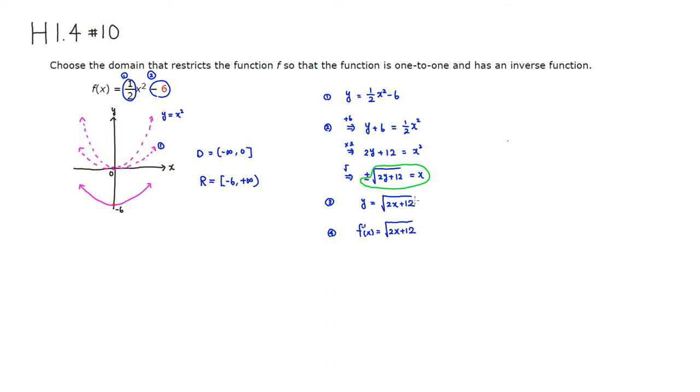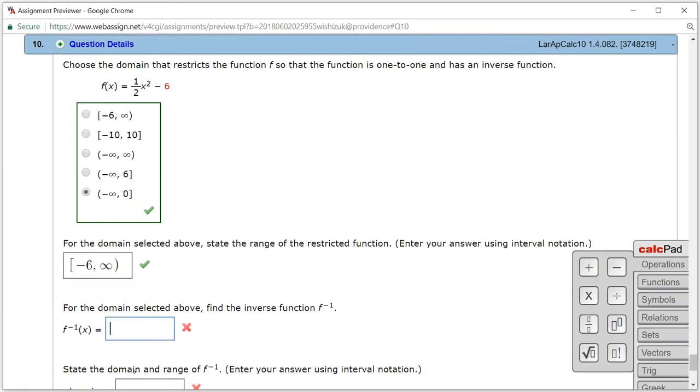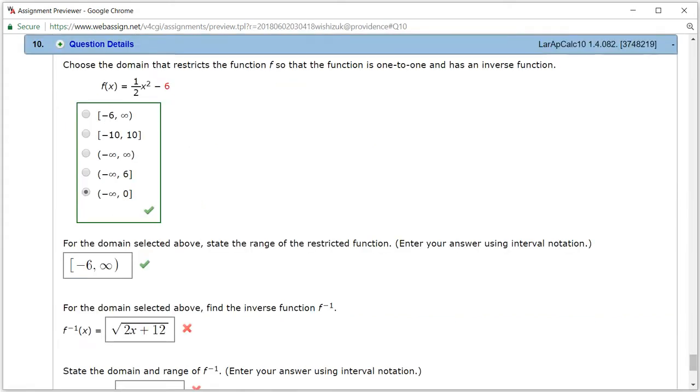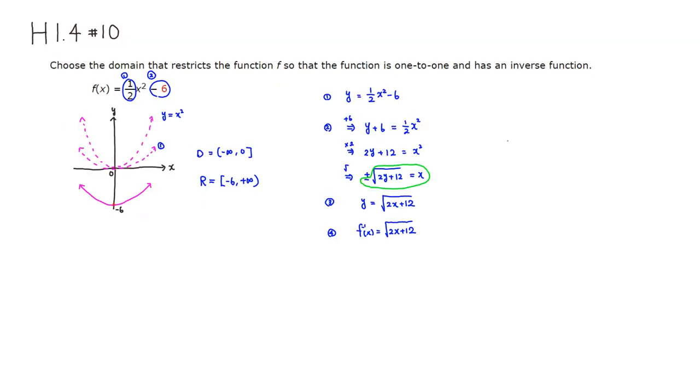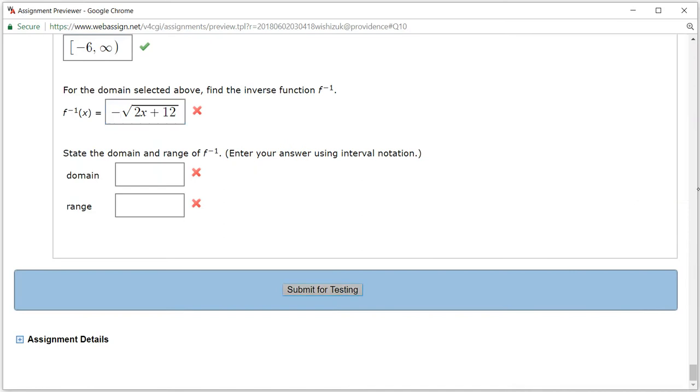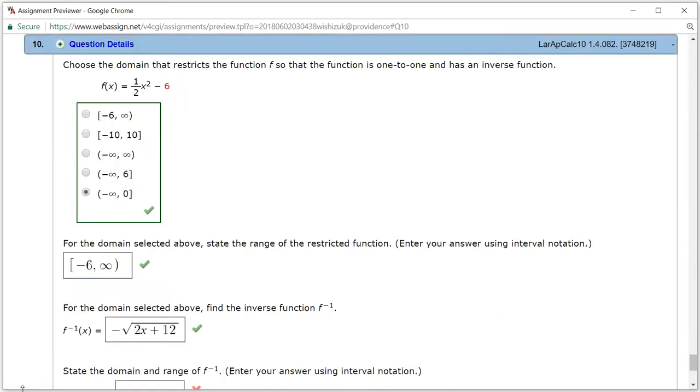Let's type it in. So we have square root of 2x plus 12. Let's check the answer. Oops, I forgot to put the negative sign. Remember that we have to choose the negative sign here. I think that's the problem, so I'm going to put the negative sign here and submit for testing. All right, I came back and looks like we got this one correctly.